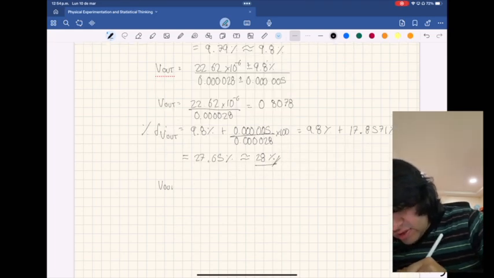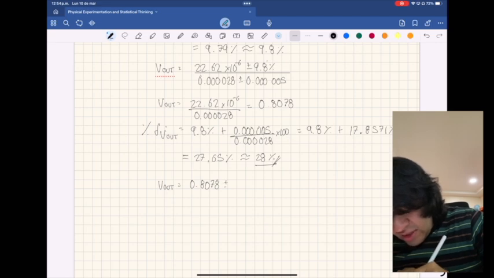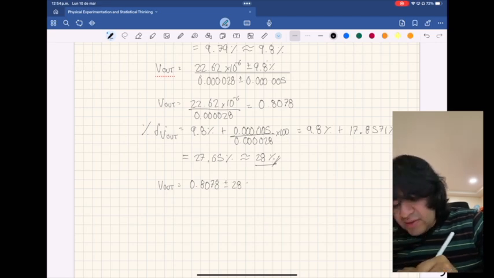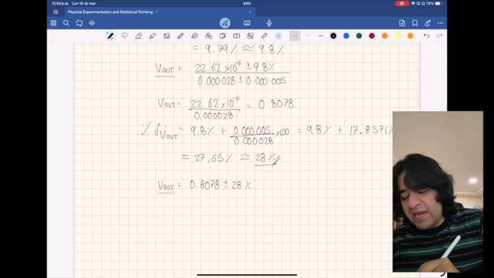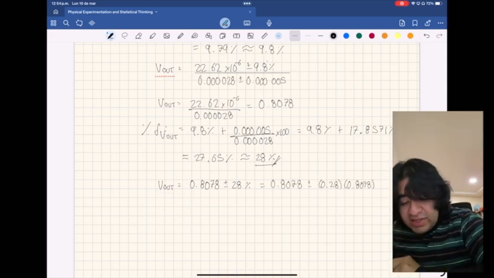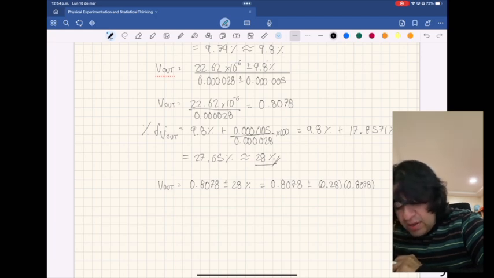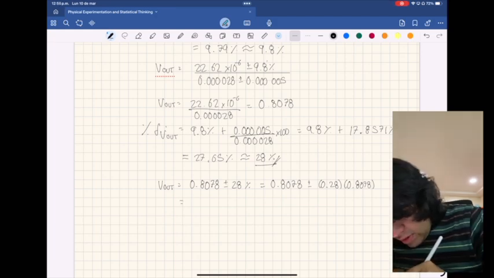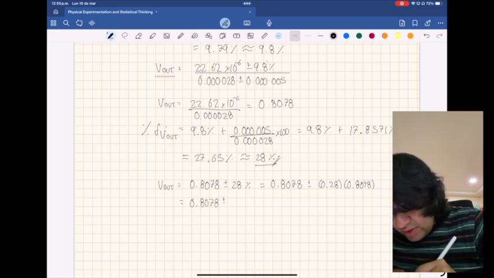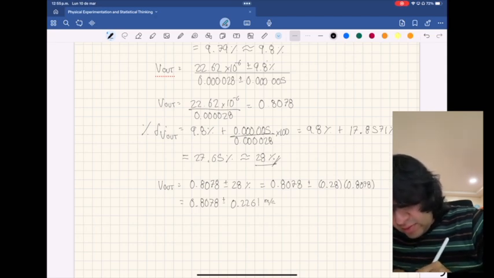Our outlet velocity is 0.8078 plus minus 28% of uncertainty, which can be rewritten as we take the 28% of the main measurement, and our final outlet velocity is 0.8078 plus minus 0.2261 meters per second.